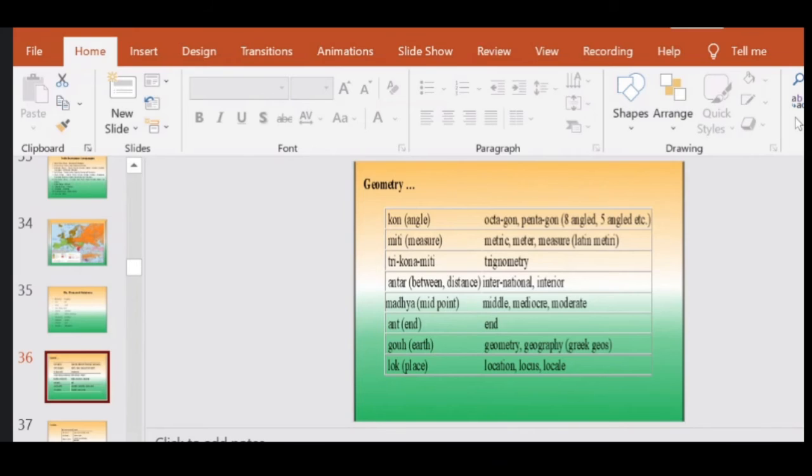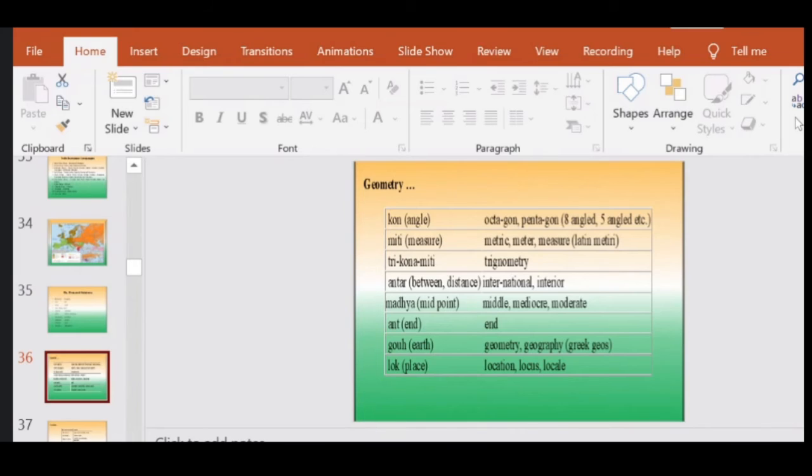Then you have madhya. Madhya is midpoint, center. Then it becomes middle, mediocre, moderate. All these words come from madhya. Then ant is end. It's more or less the same pronunciation, with slight difference. Then gu is earth. In Greek it's called geos. They pronounce it geos, and we call it gu in Sanskrit. So then it becomes geometry, geography.